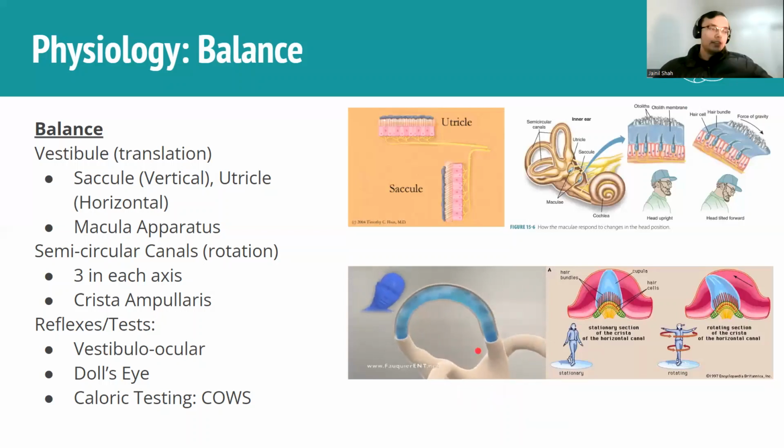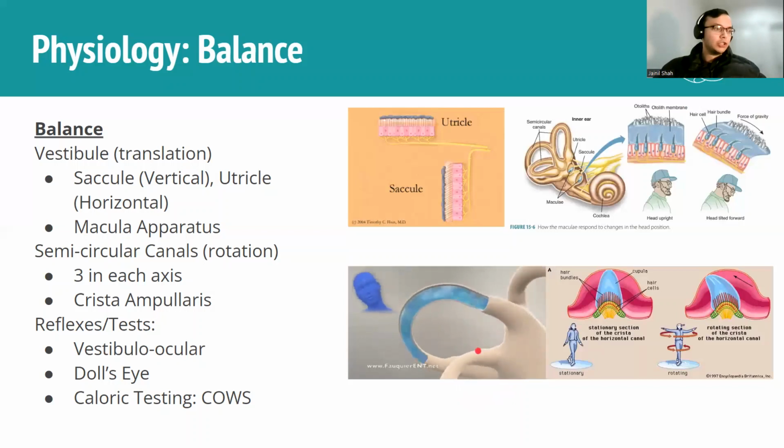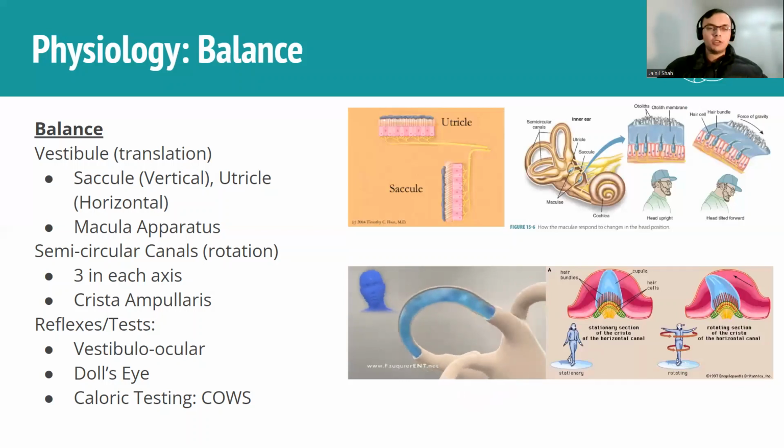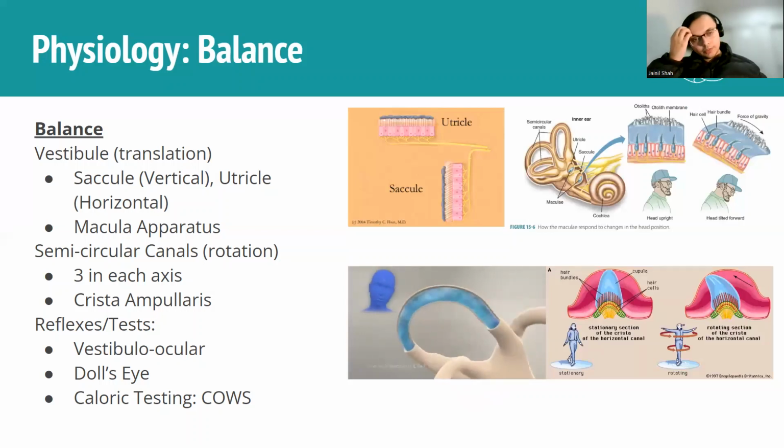And you also have a series of reflex tests, which are not too important to know about. You have the vestibulo-ocular ones, where your eyes are able to fixate on an object in front of you. Even if you were to rotate your head, your eyes stay fixed on the object because of the vestibulo-ocular reflex.